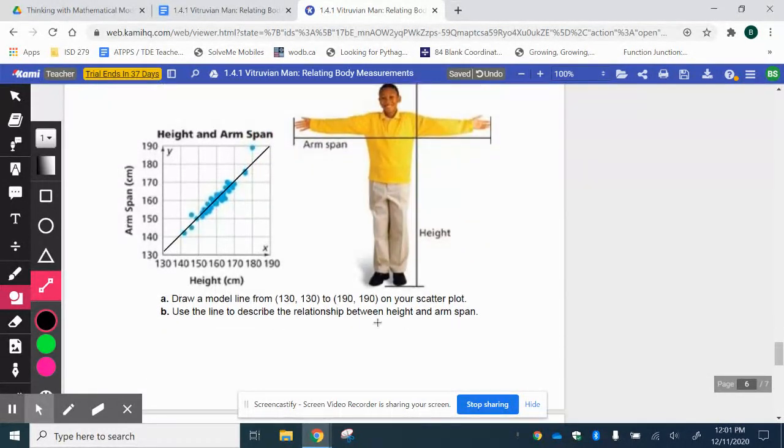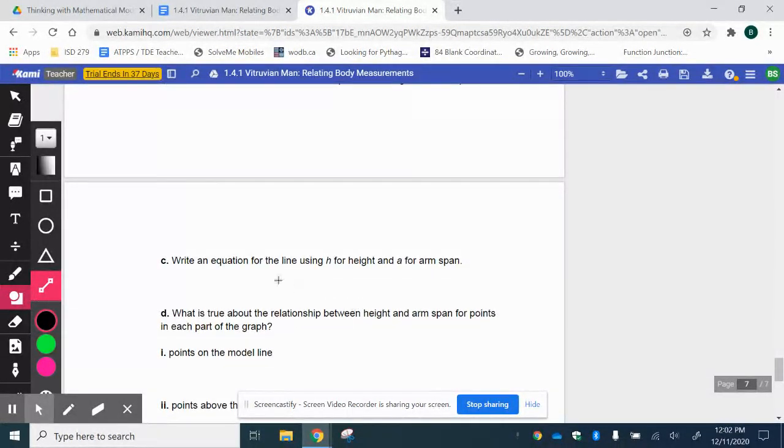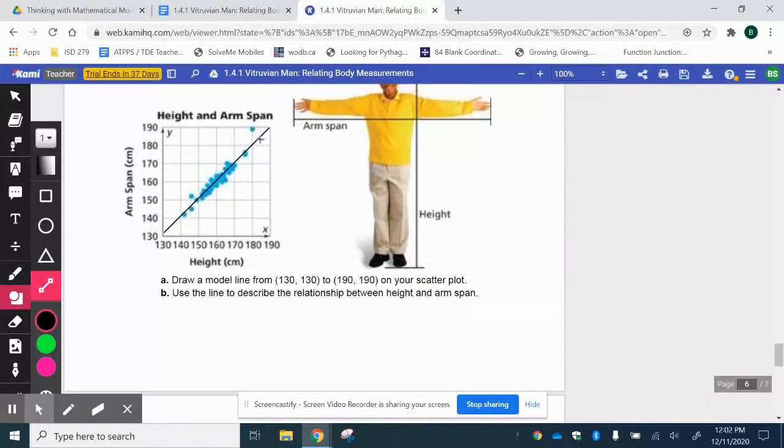Use the line to describe the relationship between height and arm span. So what does it look like based on that line and based on the points? How could you describe the relationship between height and arm span for these data sets? Write an equation for the line using h for height and a for arm span. So again, you're writing an equation for this line that we drew.